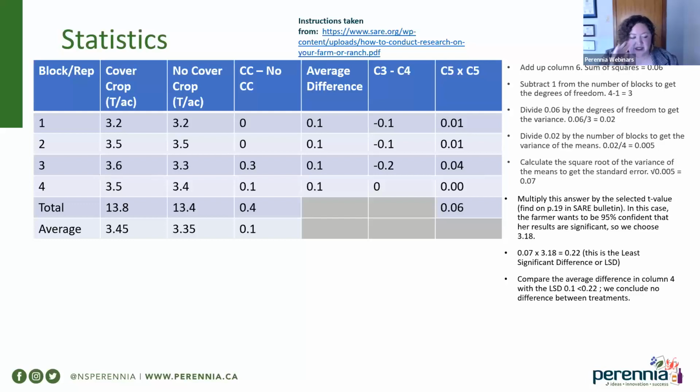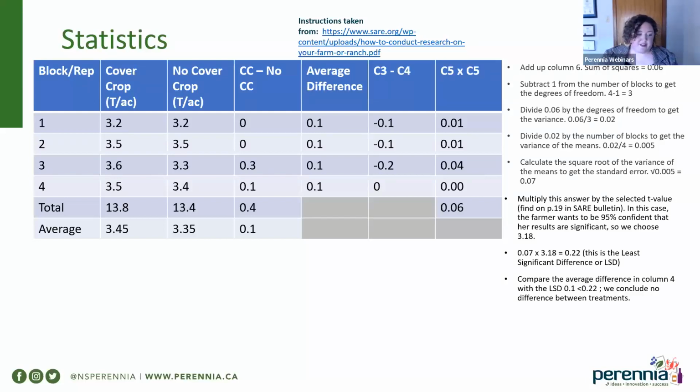So we've got all those numbers, and we're going to use them to get the different values that we need for our statistics. Adding up column 6 is going to give us our sum of squares, which is 0.06. Then we're going to subtract 1 from the number of blocks to get the degrees of freedom. So 4 minus 1 equals 3. Then we're going to divide our sum of squares by the degrees of freedom to get the variance. So our variance here is 0.02. Then we'll divide the variance by the number of blocks to get the variance of means. That's going to come out at 0.005.